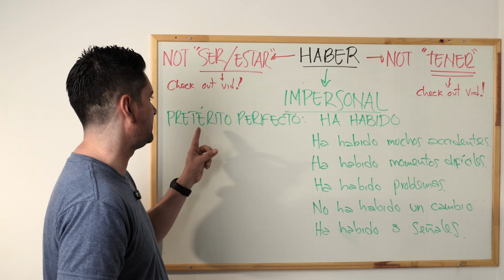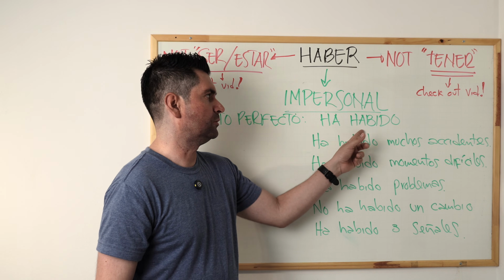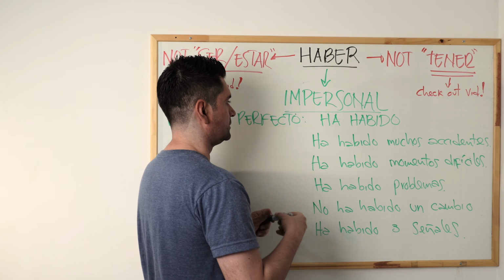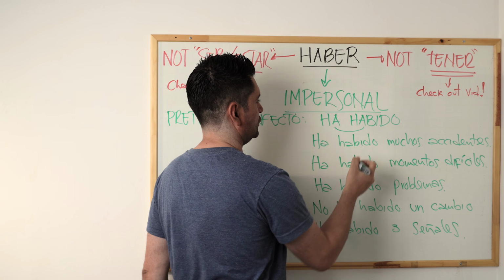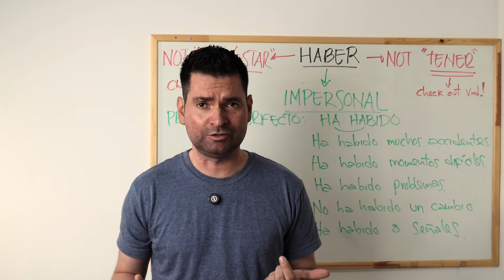One more is the pretérito perfecto, which is present perfect. Ha habido. Attention with the pronunciation. The two A's merge. So you don't say ha habido, you say habido.